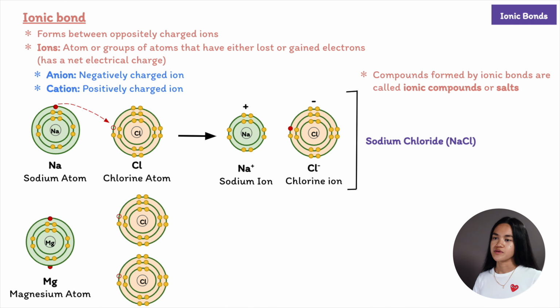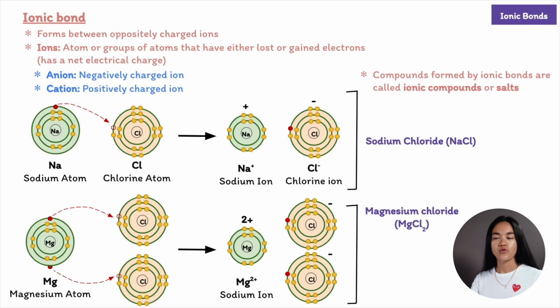Take a look at magnesium here. It needs to lose 2 valence electrons to have a complete valence shell. So when it becomes a cation, it has a net charge of 2 plus, whereas chlorine only needs to gain 1 electron. So 1 magnesium cation can form ionic bonds with 2 chloride anions. Alright, so that's ionic bonds.